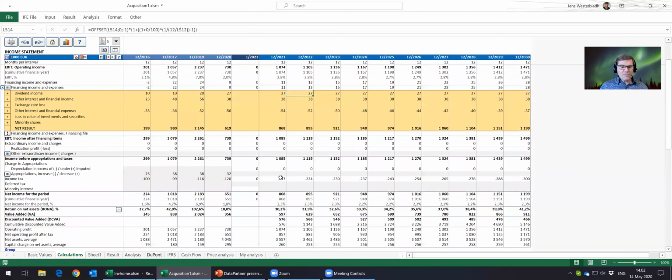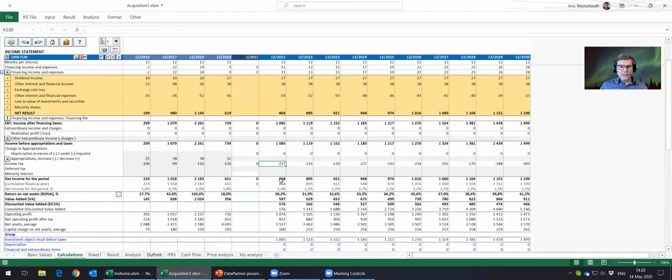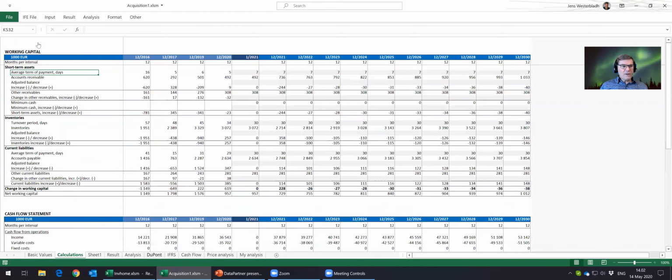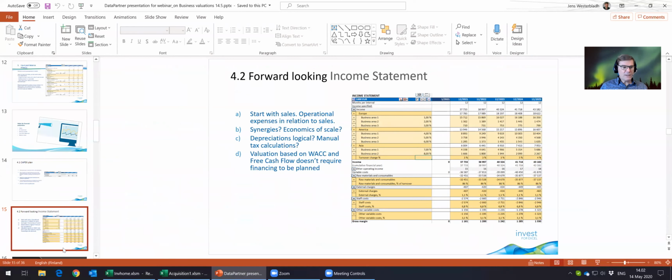Then we have taxes and the net income. So you see, it's sort of realistic. Based on history, it looks good for the future also. Then we can actually go forward. The next is the working capital. What does the PowerPoint say about that?